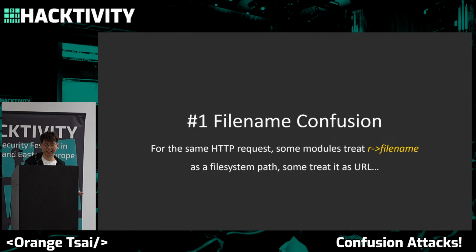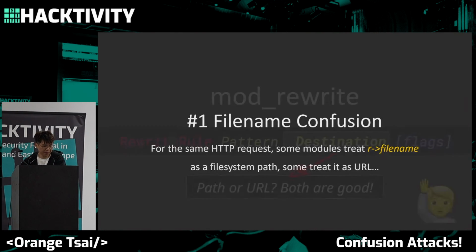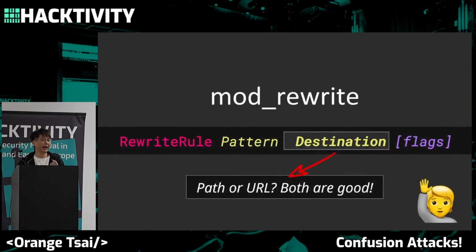So which module considers the filename as a URL? The first is the rewrite rule. This module allows the website admin to redirect the request to any file or URL. I believe this is by design for the user experience. However, this design also introduced certain issues. For example, even if the destination is a file system path, the rewrite module will treat all the results as a URL.